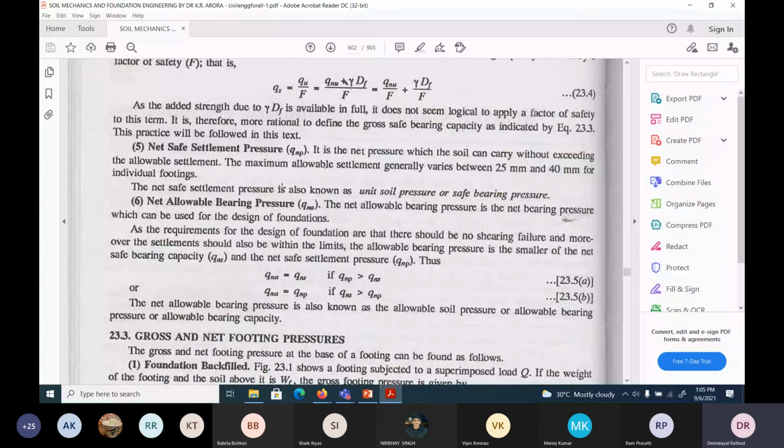When you come for the next class, read these basic definitions and come, and I will explain all of this again. I have just shown you; this chapter we have started.